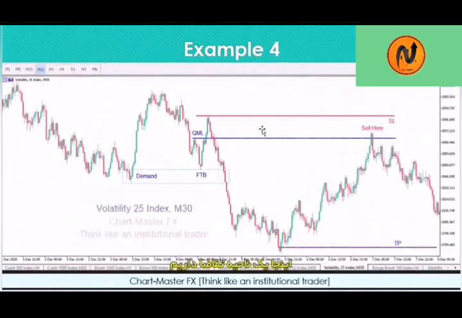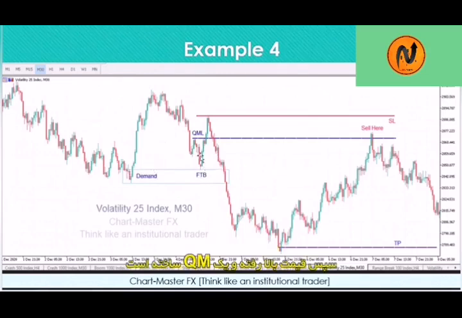So on example number 4, guys, we have our demand here. Once we have our demand here, what happened? And this demand, there was an FTB. The price was able to come to this demand for the first visit. Once we have a first visit, then we know that it actually has met the conditions of the Quasimodo Sniper.